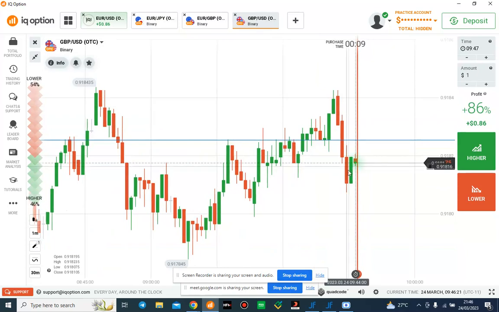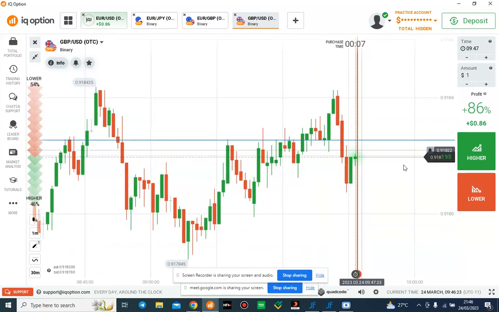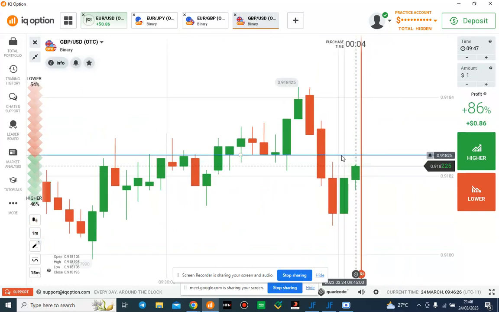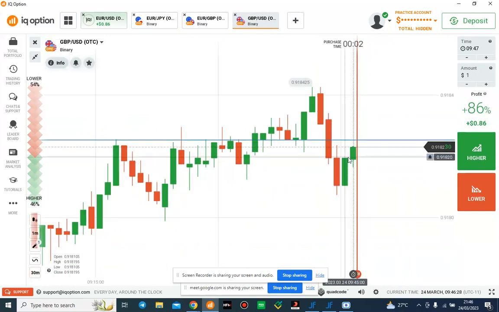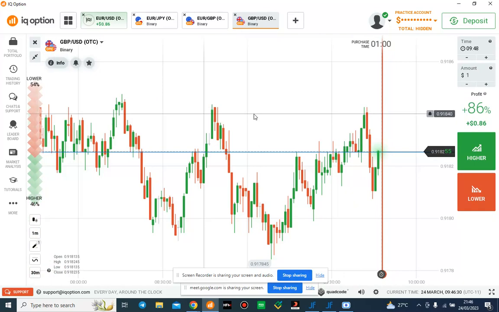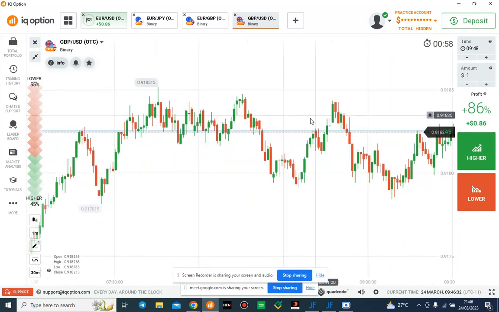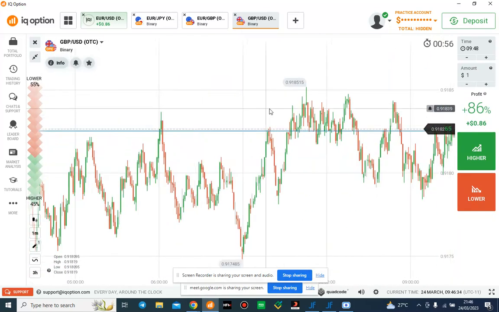A few buyers entered, the market came down again, then returned back. So which means the market touched this level, it should reverse. Let's check on the left side. Let's see how we can draw the area.